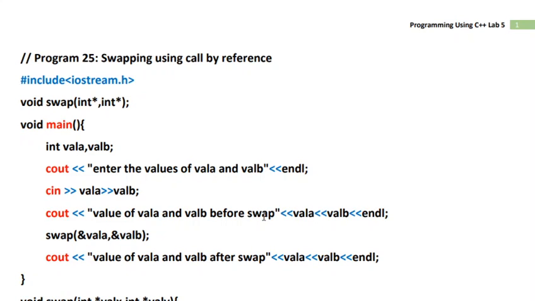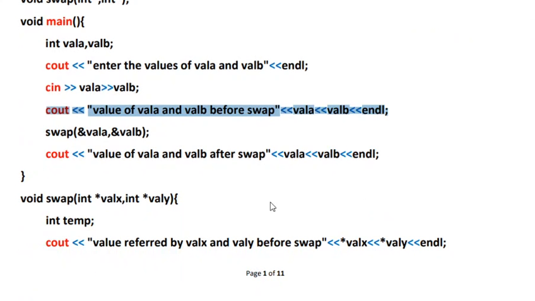So in today's class, we'll discuss swapping using call by reference. Here I have declared a function swap that takes in two pointer variables and returns nothing. Just see, I have declared two variables, value and val_b, and I've read values into them. Then I printed the values of value and val_b. So if value is 5 and val_b is 6, it will print 5 and 6.